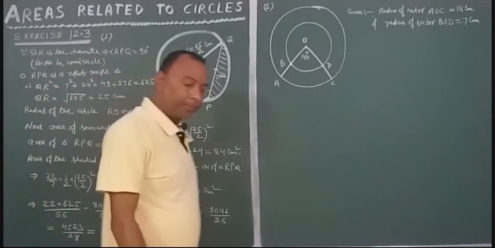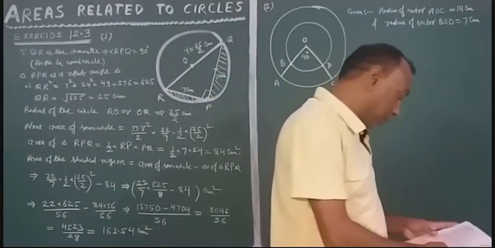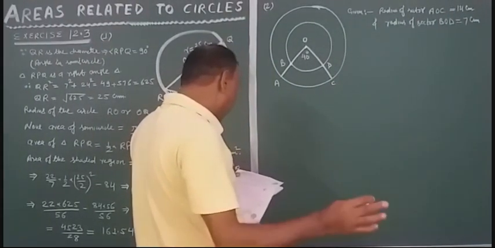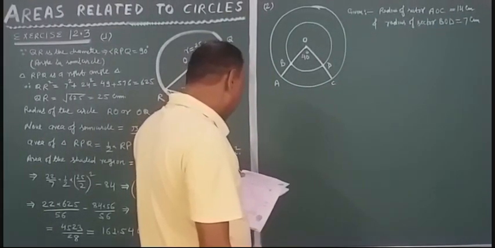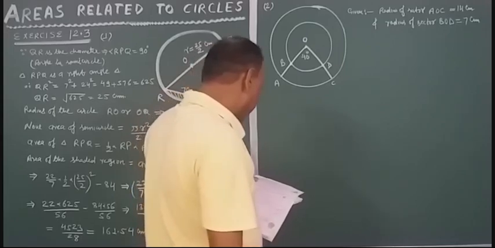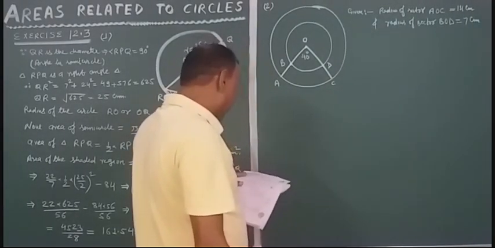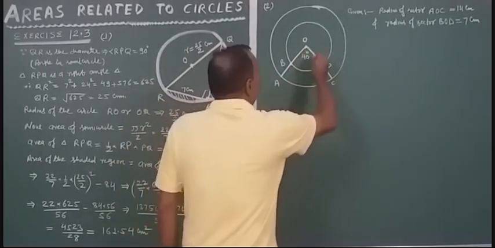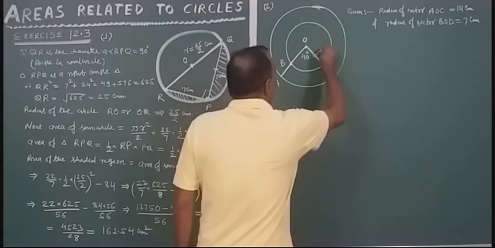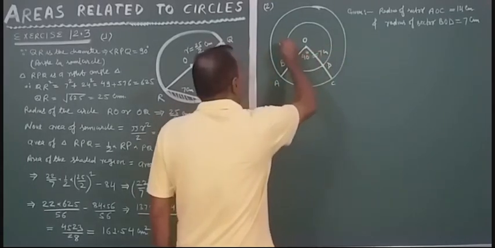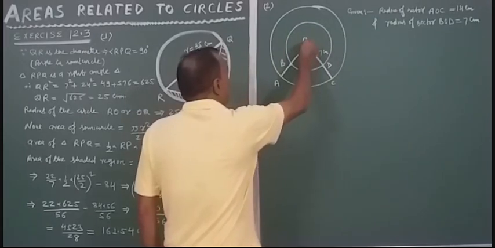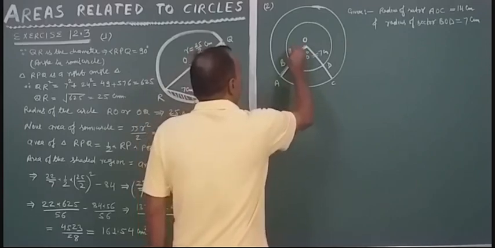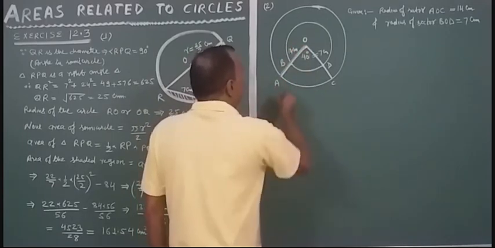Okay. Now this is question number 2. Find the area of the shaded region if the radii of the two concentric circles with center O are 7 centimeter and 14 centimeter respectively and angle AOC is 40 degree. So this radius is given 7 centimeter and this is given 14 centimeter, this greater one. You have to find this area.